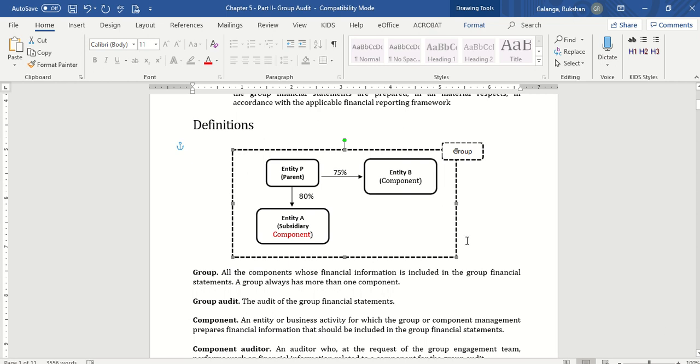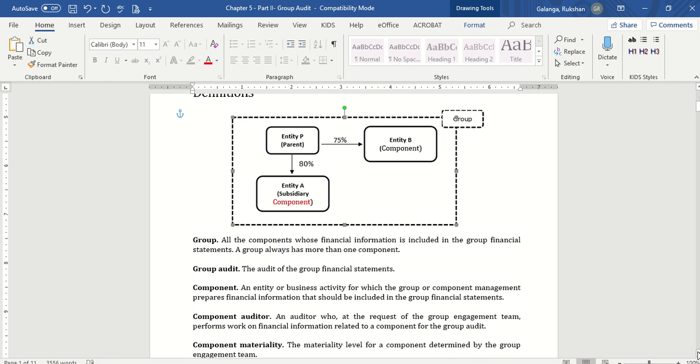Okay. So when you look at this group structure, you can identify some key terminologies used by the standard. One is group. Group means all the components whose financial information is included in the group financial statements. A group always has more than one component. That should be understood clearly, right? So in this case, P, A and B, all three are considered a single group.